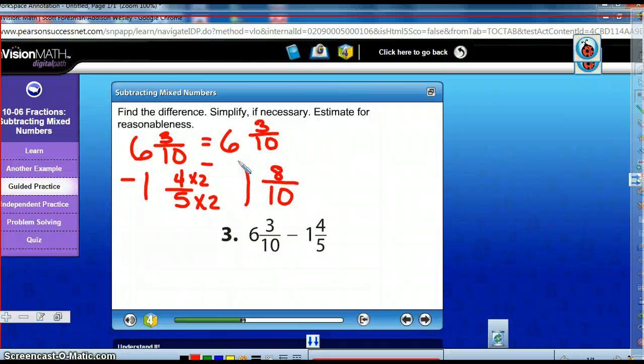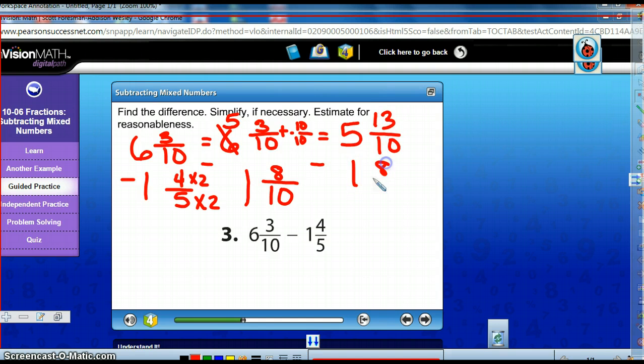When I'm borrowing 1 from this 6 and it becomes a 5, I'm really borrowing what, Brendan? 10 tenths, yes. So this 6 becomes a 5, and I'm really giving this 10 tenths. So I'm just going to write this here. You do not have to. So that is now 5 and 13 tenths minus 1 and 8 tenths. Now I'm ready to subtract.